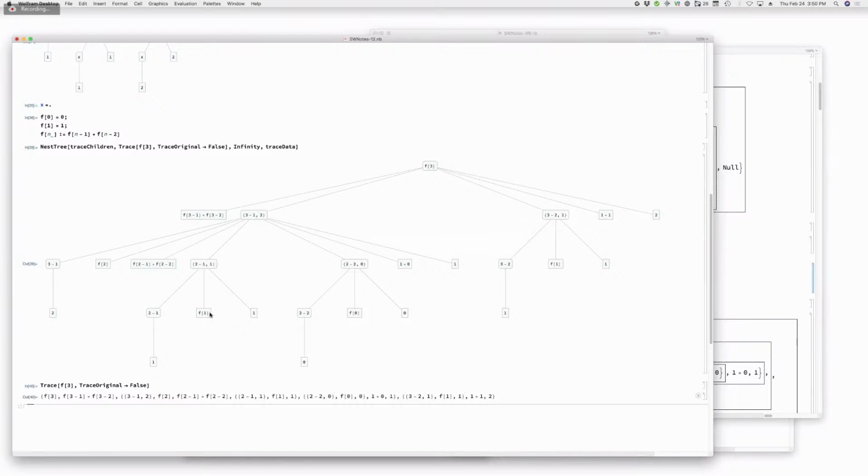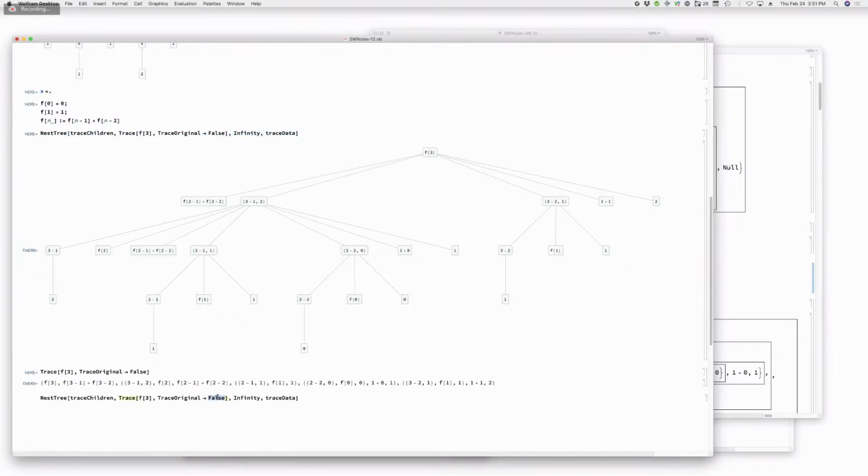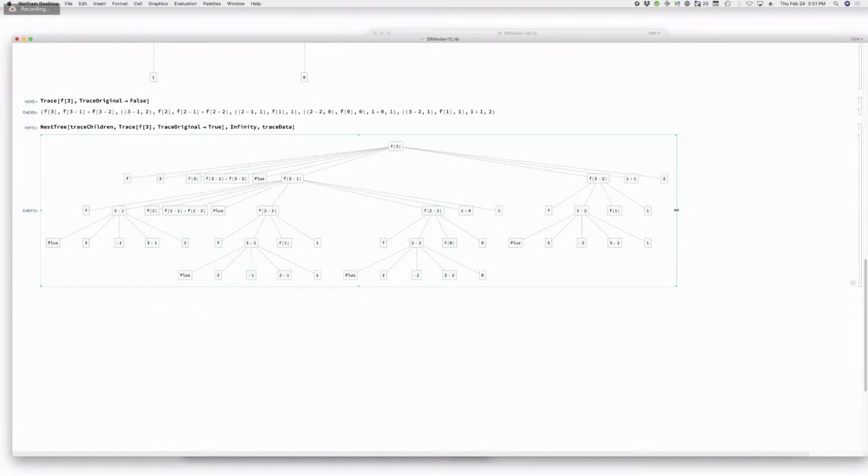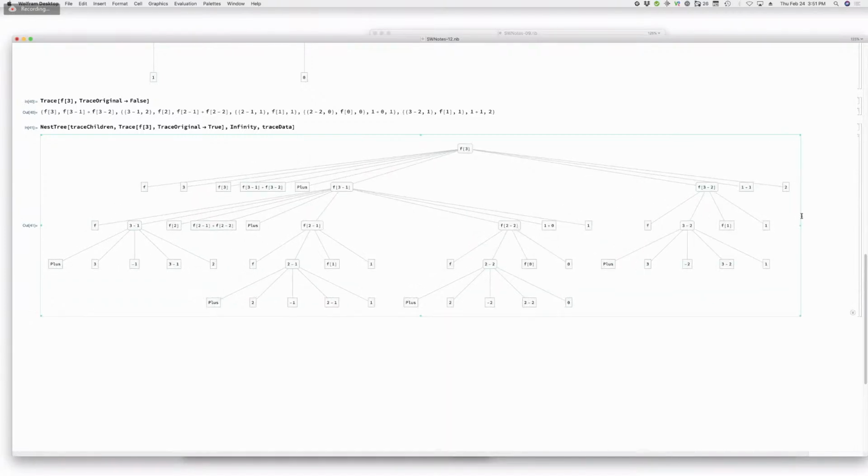No, this is the wrong way around. I mean, Trace is doing something completely crazy, in my view. And maybe Trace might make more sense if you did trace original goes to true. Okay, that does potentially make more sense. Okay, let's take a look at this creature. All right, f of 3. Now, its child nodes. Oh, I don't understand this at all.